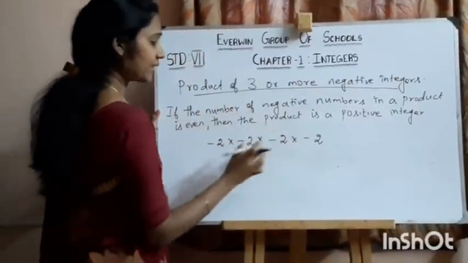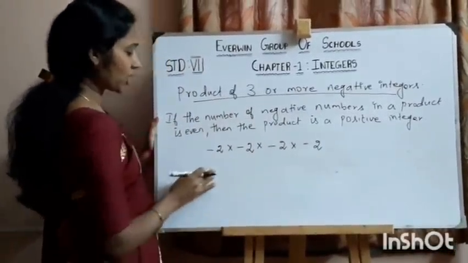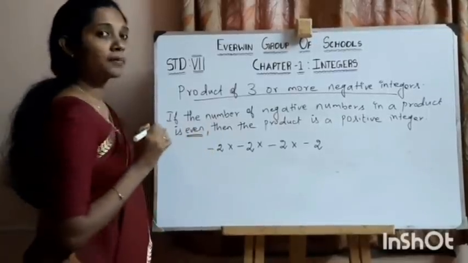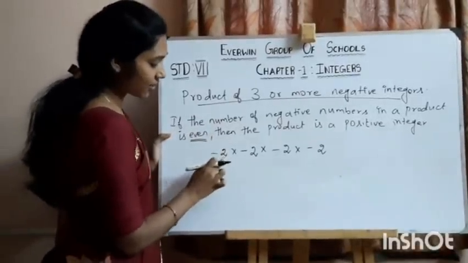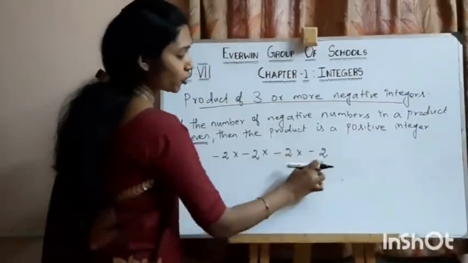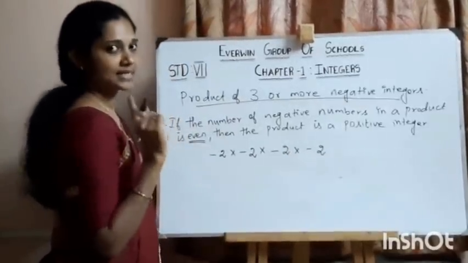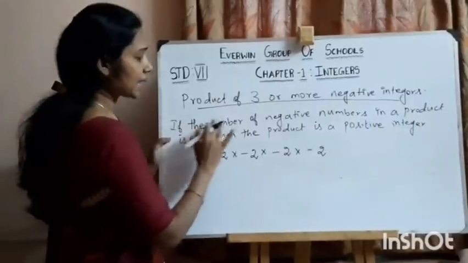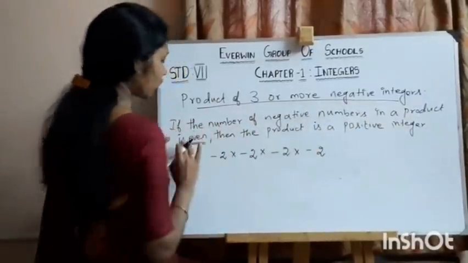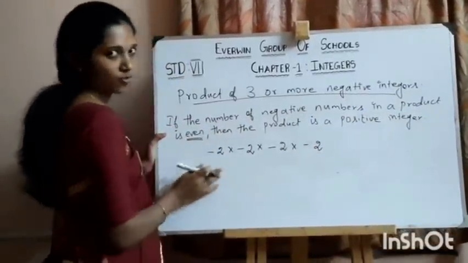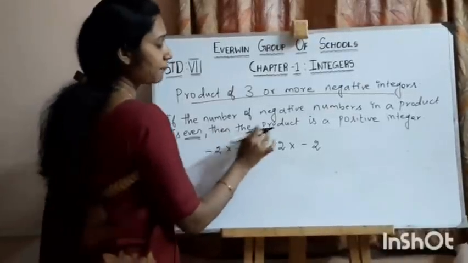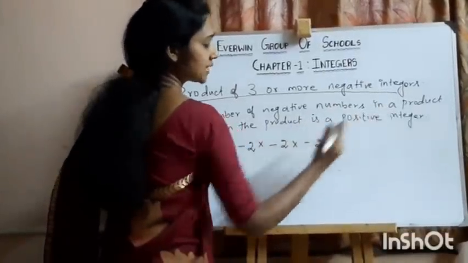If the number of negative numbers in a product is even. What do you mean by even? Count the numbers: 1, 2, 3, 4. Is 4 an even number? Yes, it's an even number. So, if the number of negative numbers in a product is even, as in this example, then the product is a positive integer.